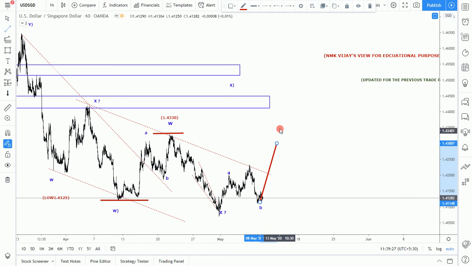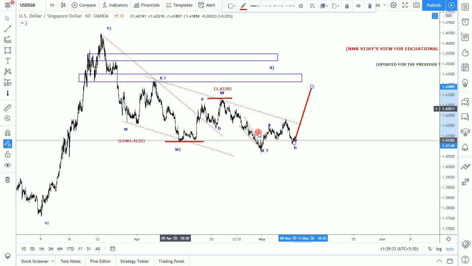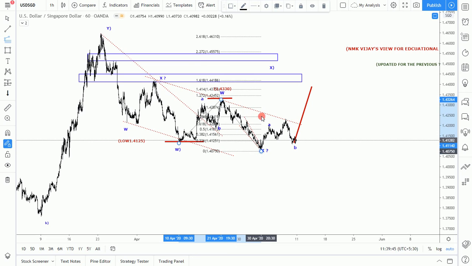up to this, to break this high if it is an expanded flat, or it could continue like this also, that is also valid, up to 1618, or if it is a deeper correction in the 5S structure like that, it can travel up to this major resistance zone.